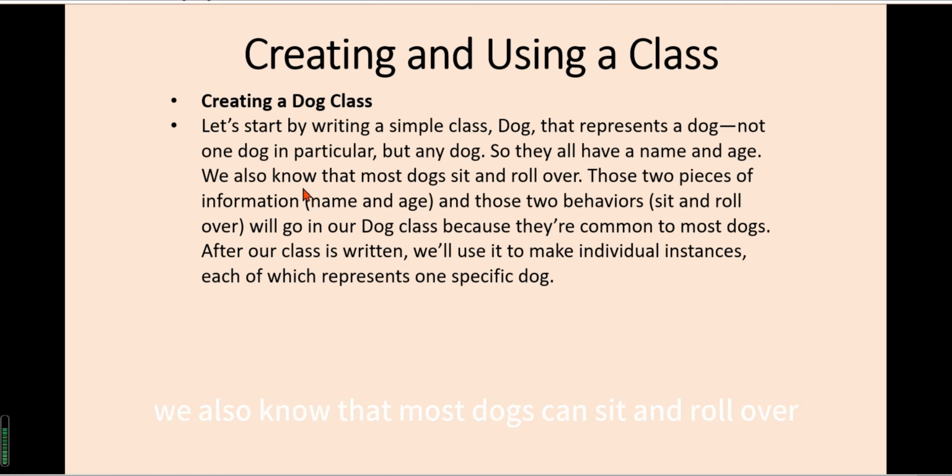We also know that most dogs can sit and roll over. So those two pieces of information, name and age, and those two behaviors, sit and roll over, will go in our Dog class because they are common to most dogs. After our class is written, we will use it to make individual instances, each of which represents one specific dog.